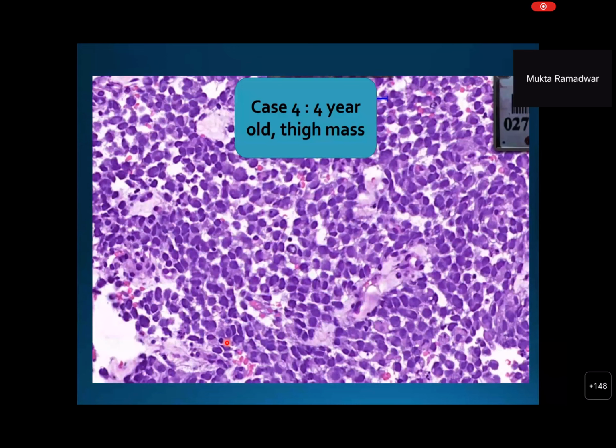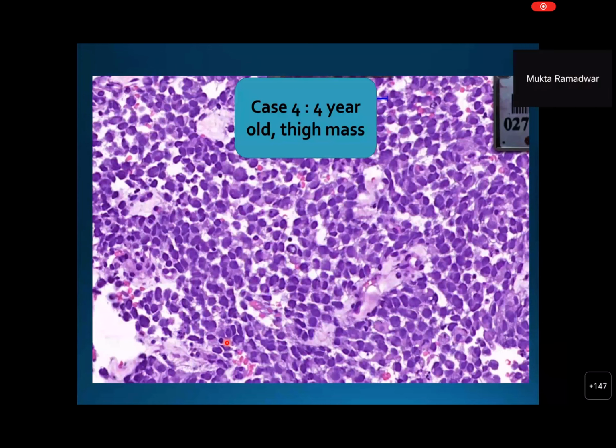Who can describe this? Ma'am, the image shows sheets of small blue round cells. They are small to medium in size, having round to oval hyperchromatic nuclei and scanty eosinophilic cytoplasm. Few ill-defined rosettes are also seen, and a few mitoses are noted. The background shows a focal loose myxoid appearance. Okay, I don't really agree with some of your descriptive points.